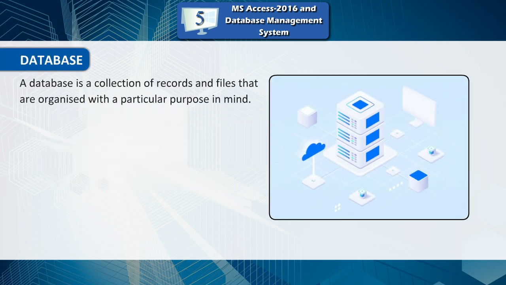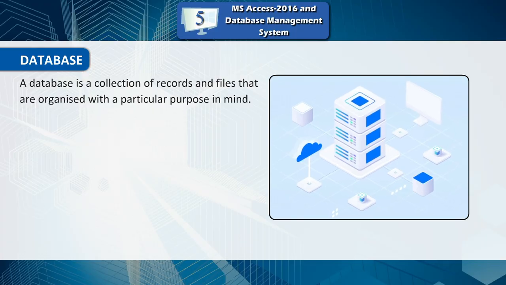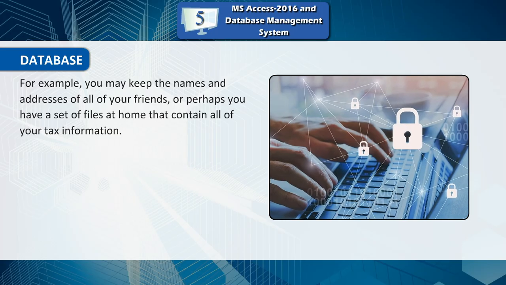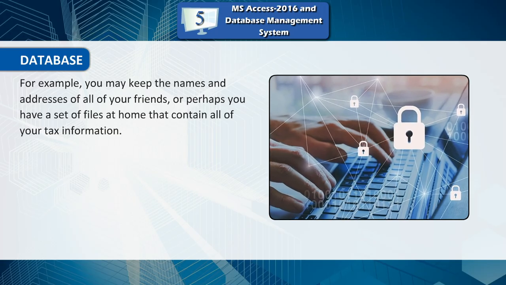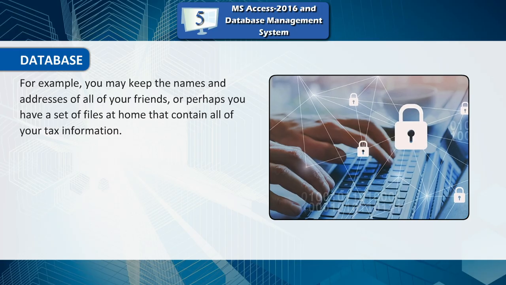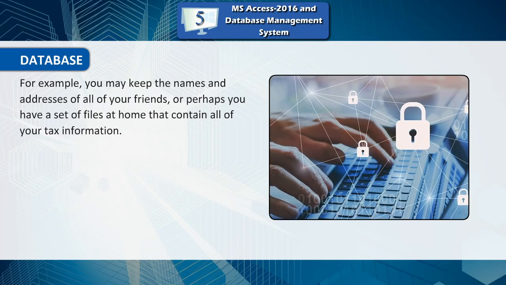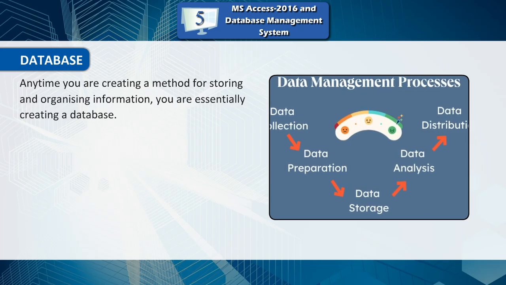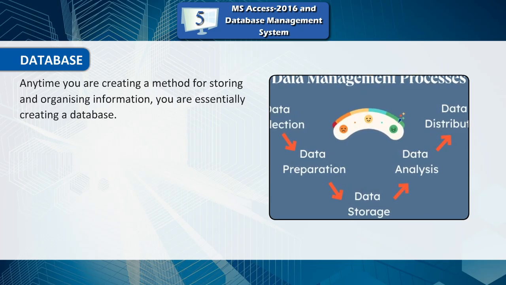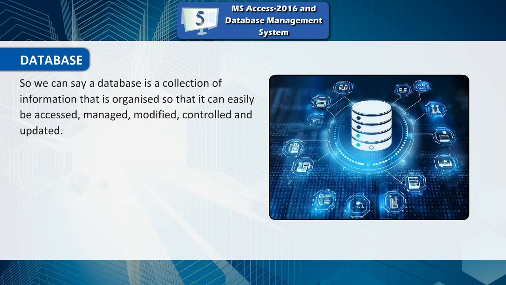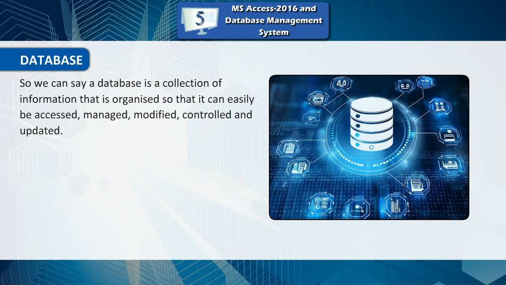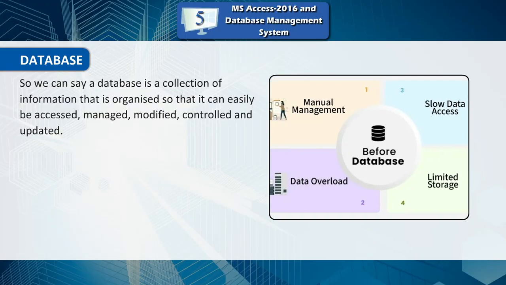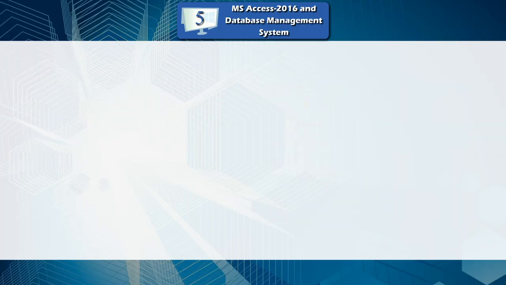Database. A database is a collection of records and files that are organized with a particular purpose in mind. For example, you may keep the names and addresses of all of your friends, or perhaps you have a set of files at home that contain all of your tax information. Anytime you are creating a method for storing and organizing information, you are essentially creating a database. So we can say a database is a collection of information that is organized so that it can easily be accessed, managed, modified, controlled, and updated.